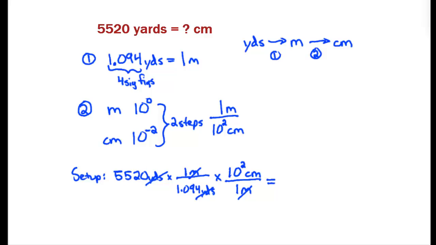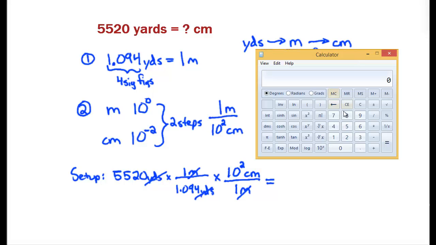So in entering this in my calculator, I take 5,520 yards times 10 to the second power, or 100, and then divide that by whatever is in the denominator. I have only one thing in the denominator to divide by other than 1, and that is 1.094. So my calculator answer that I end up getting for this is 504,570.3839, and it probably keeps on going depending upon how big your display is.